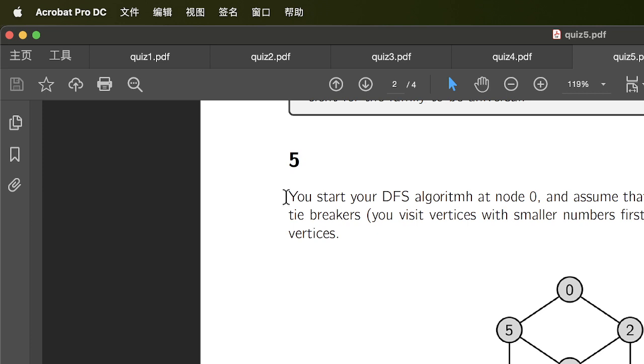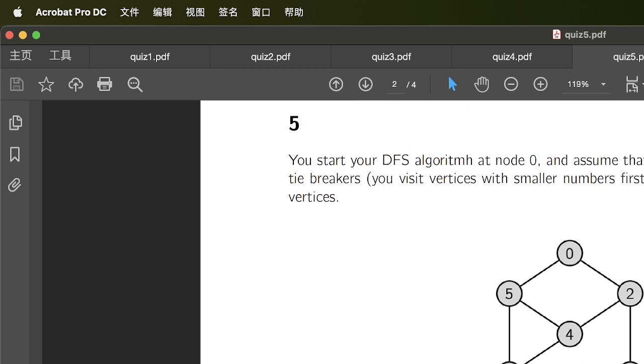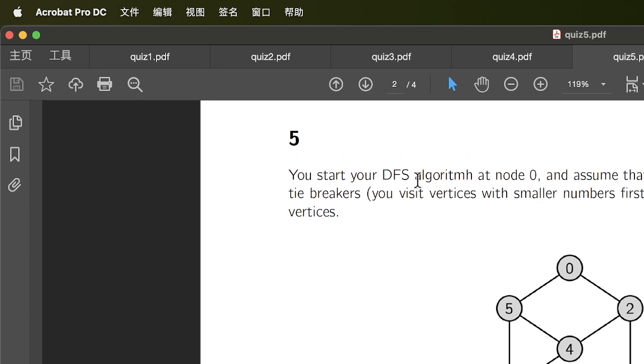Okay, number 5. You start your DFS algorithm at node 0 and assume that the vertex numbers are used as the tiebreaker. That means if there's a tie between 5 and 2, we always choose 2 because 2 is a smaller number. Yeah, just for example, right? So in what order do you enter the vertices? Let's go through the graph together.